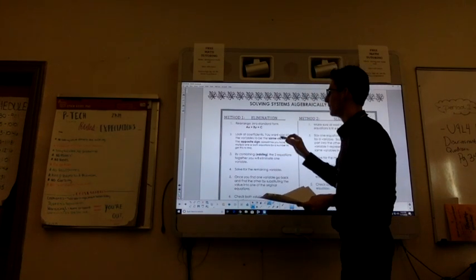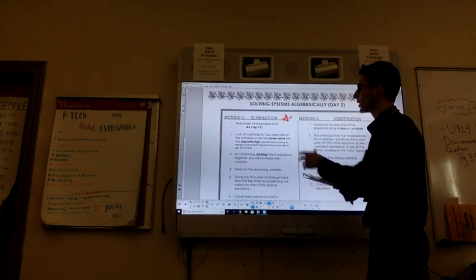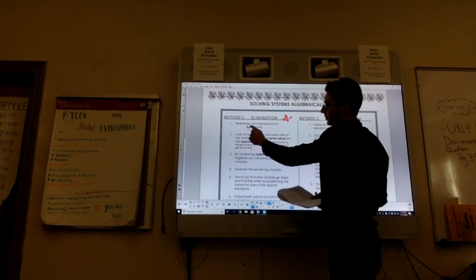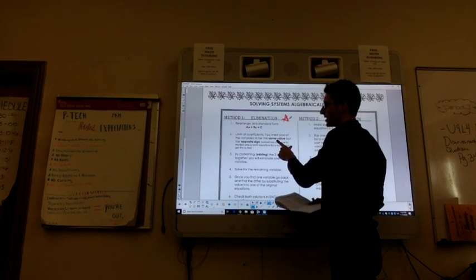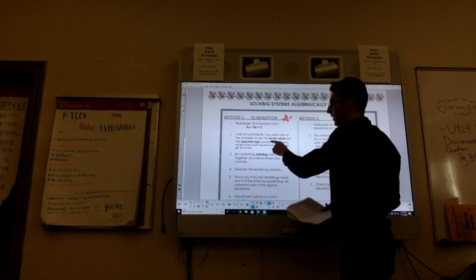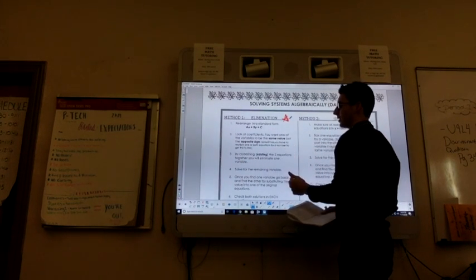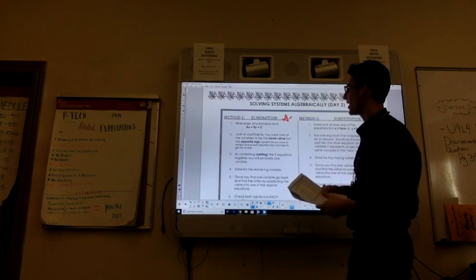So method 1, elimination. First, you want to rearrange in standard form: Ax plus By equals C. Step 2, look at the coefficients. You want one of the variables to have the same value but the opposite sign. And what does that mean? The same value but the opposite sign.